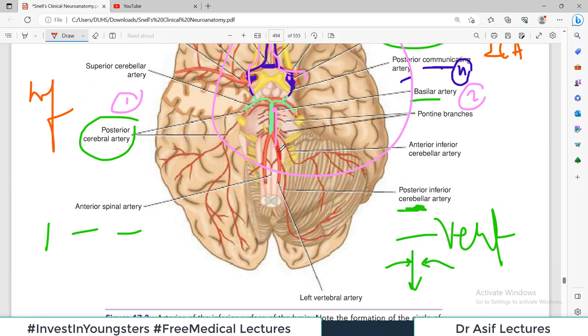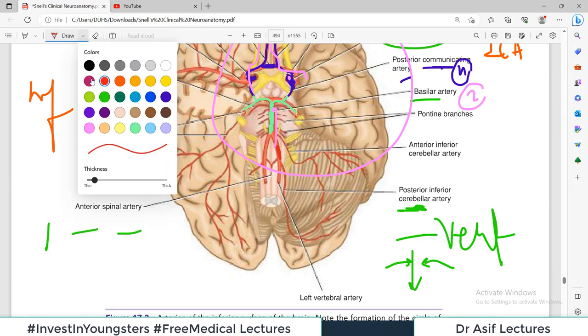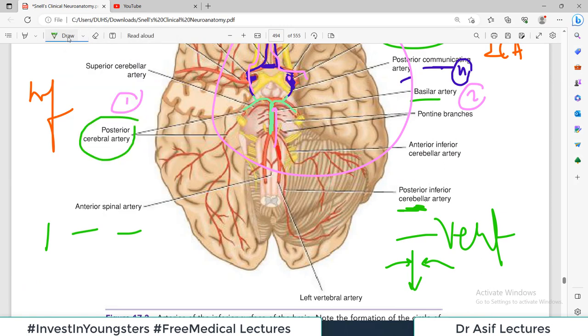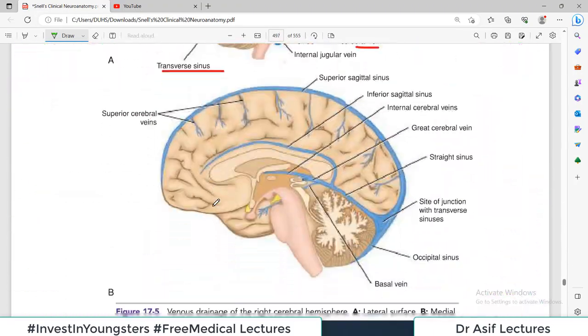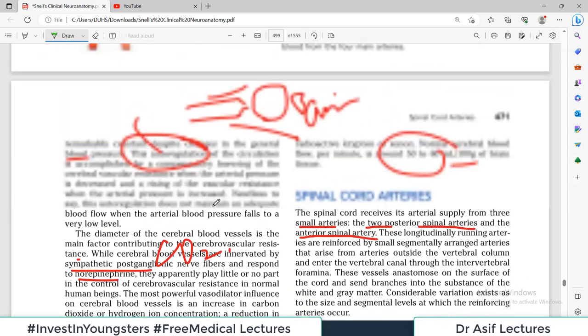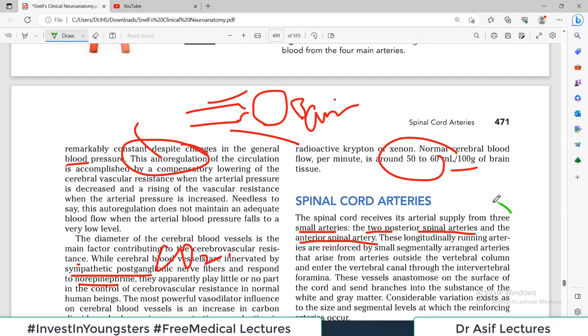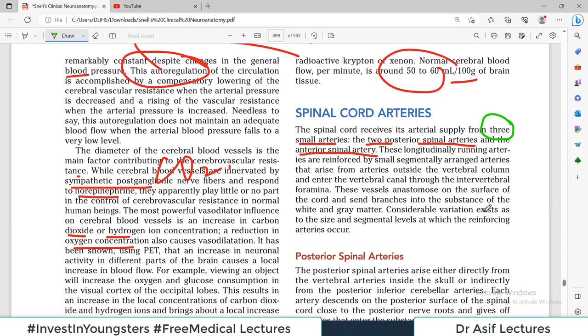So for example, this is a vertebral, this is a vertebral. Let me change the color. All green will not be visible, red will not be visible. So this is vertebral, this is vertebral, aur ye dono vertebral se ek ek branch nikal rahi hai aur ek anterior spinal ban rahi hai. So anterior spinal ek hoti hai aur posterior spinal do hoti hain. That's an important important bit, okay? Therefore, there are three major arteries of the spinal cord.